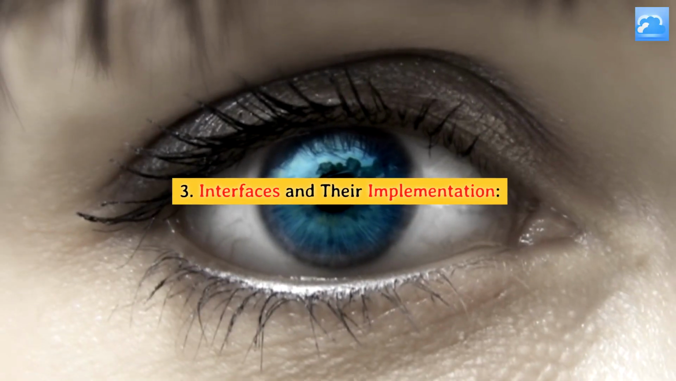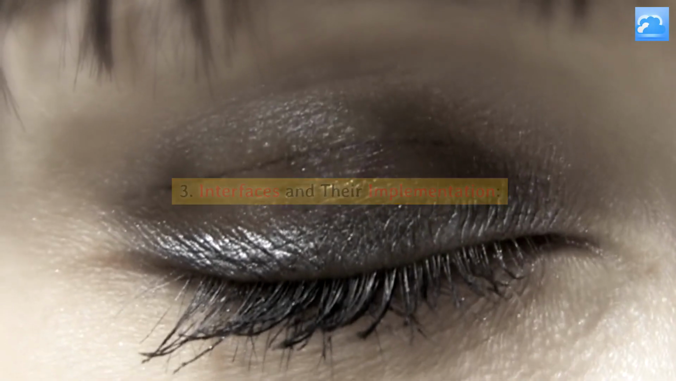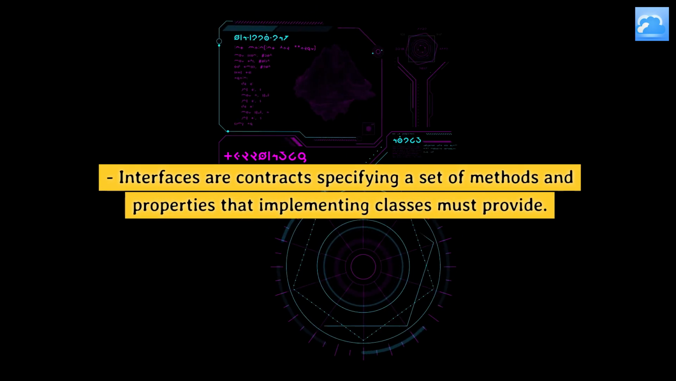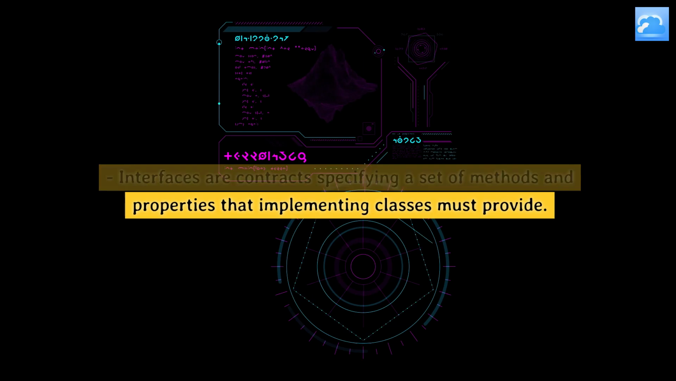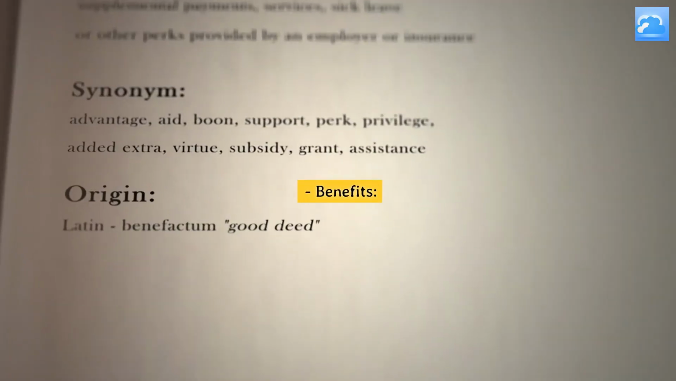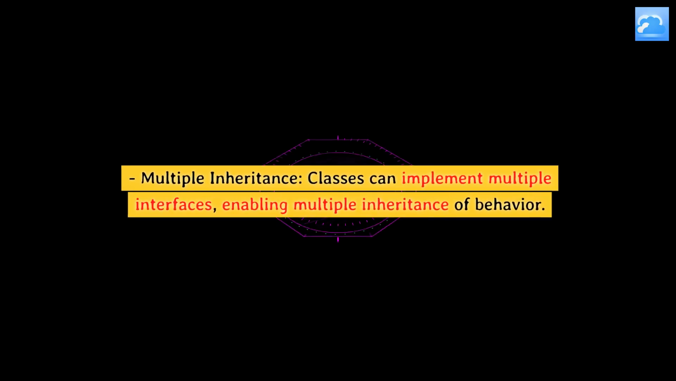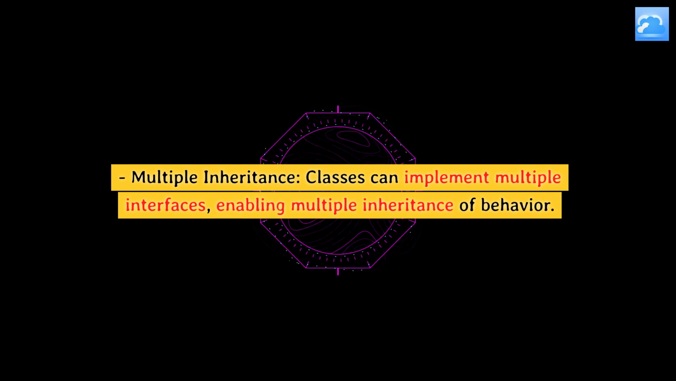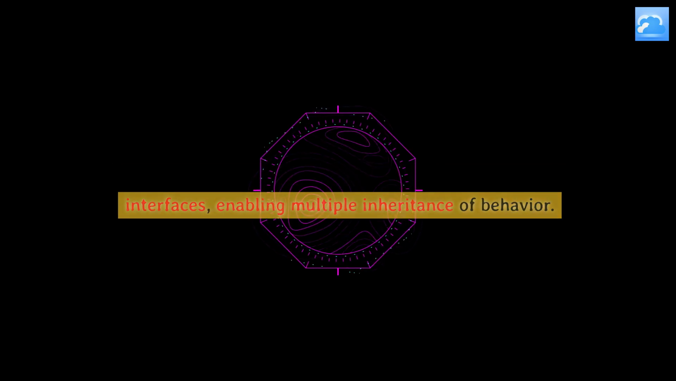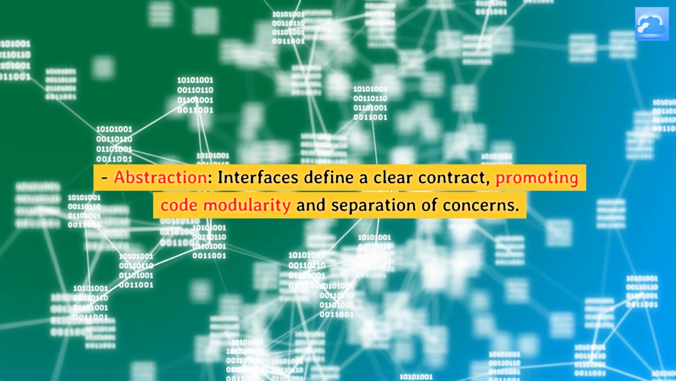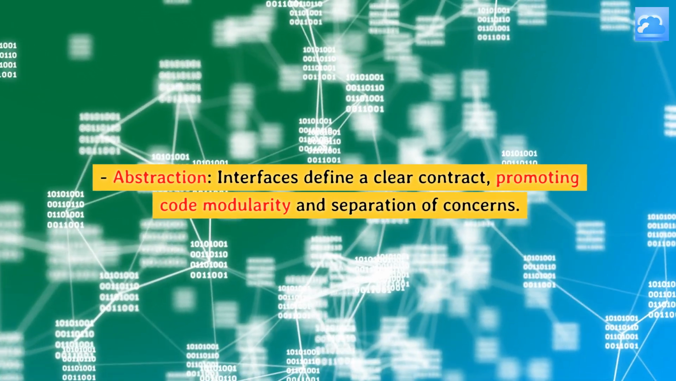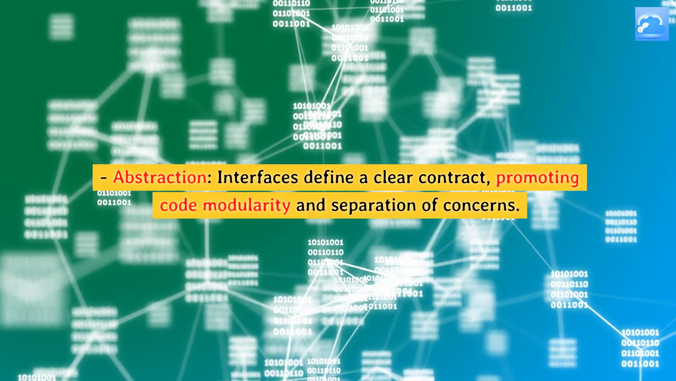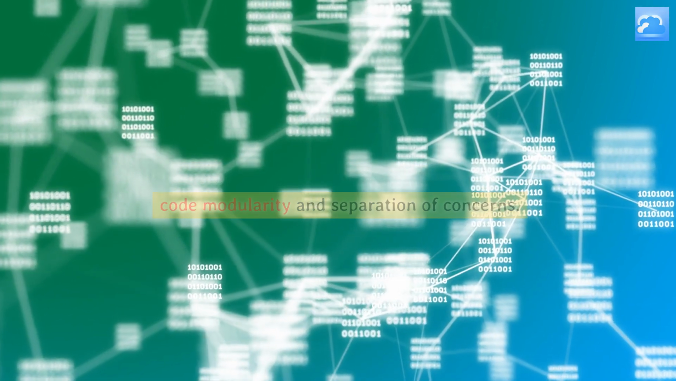3. Interfaces and their implementation. Interfaces are contracts specifying a set of methods and properties that implementing classes must provide. Benefits. Multiple inheritance. Classes can implement multiple interfaces, enabling multiple inheritance of behavior. Abstraction. Interfaces define a clear contract, promoting code modularity and separation of concerns.